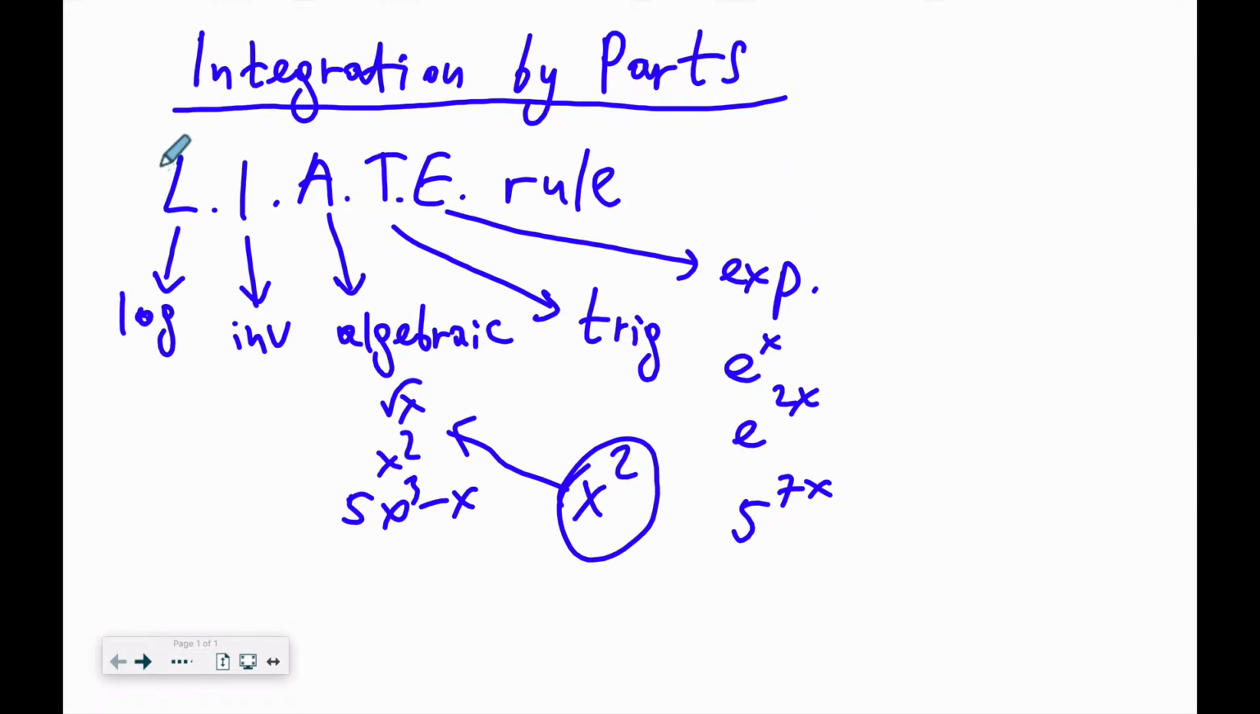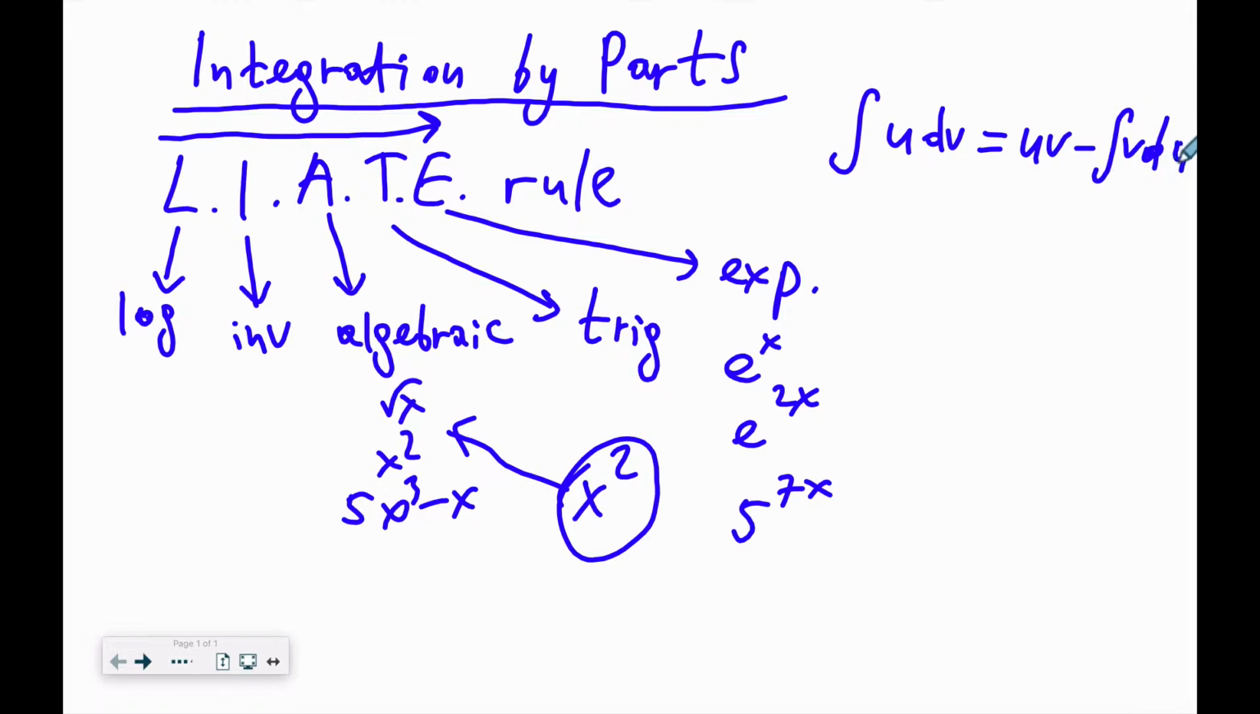Whichever comes first in this order will be the value of u. So in integration by parts, let's recap again, the integral of u dv is equal to uv minus the integral of v du. This is the basic rule for integration by parts. But oftentimes we don't know which function to choose as u and which function to choose as v. So for example, if you have e^x sin x dx, we don't know which one to put as u and which one to put as dv, but using this LIATE rule, which one comes first?